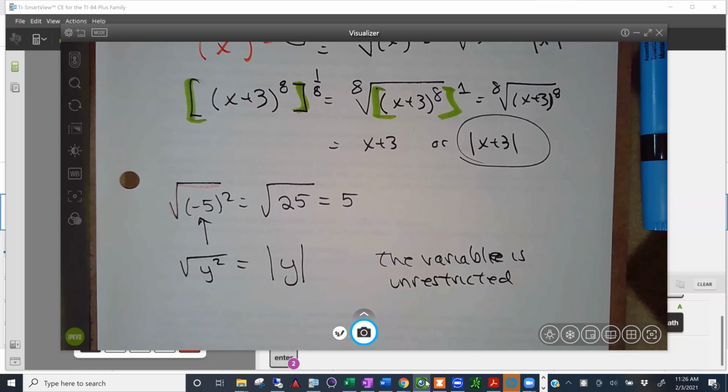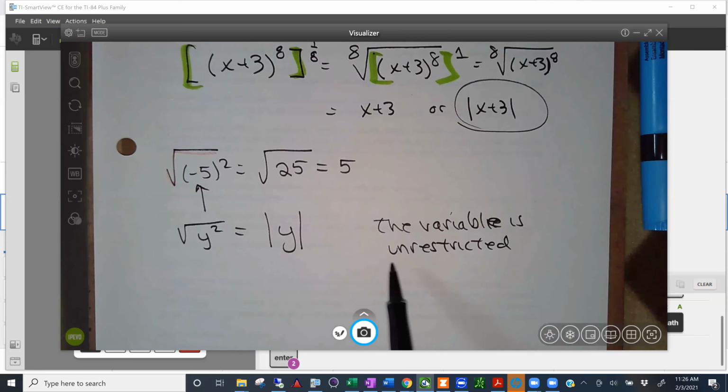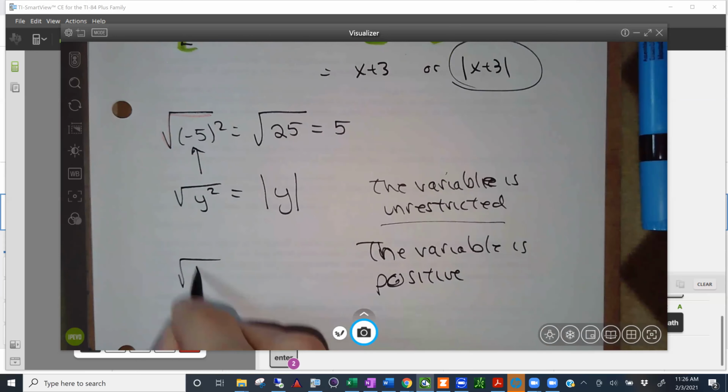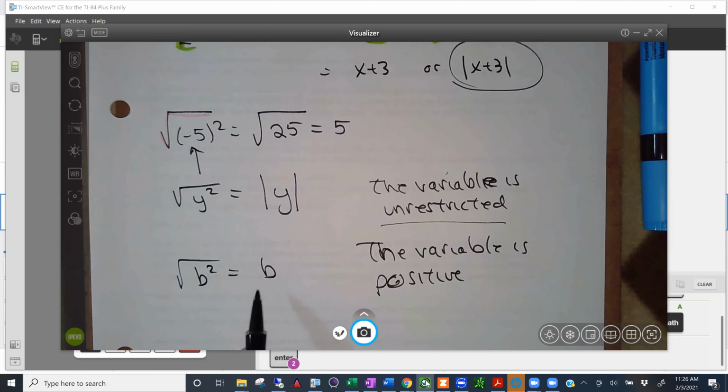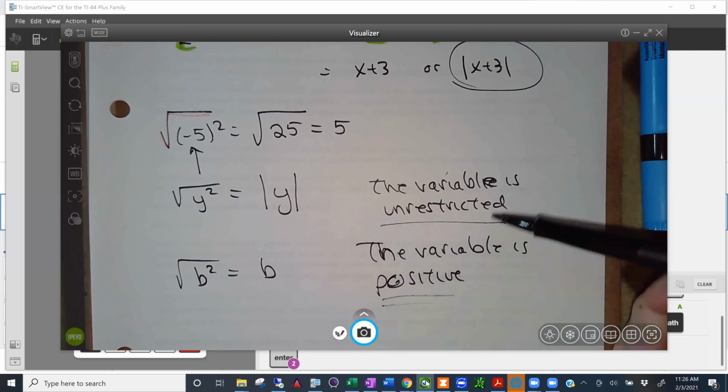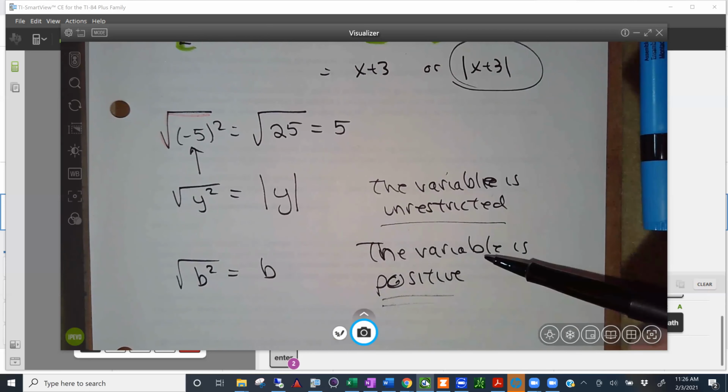To be safe, do you recommend always doing the absolute value? I do, but you've got to be careful about the problem, because if it says the variable is unrestricted, you'll need it. But if it says the variable is positive, then if I gave you the square root of b squared, you just write b, because b couldn't be negative, since they're telling you that the variable is positive. Basically what they're saying is you don't have to worry about that negative case, and you won't need the absolute value. So it kind of depends on the problem.